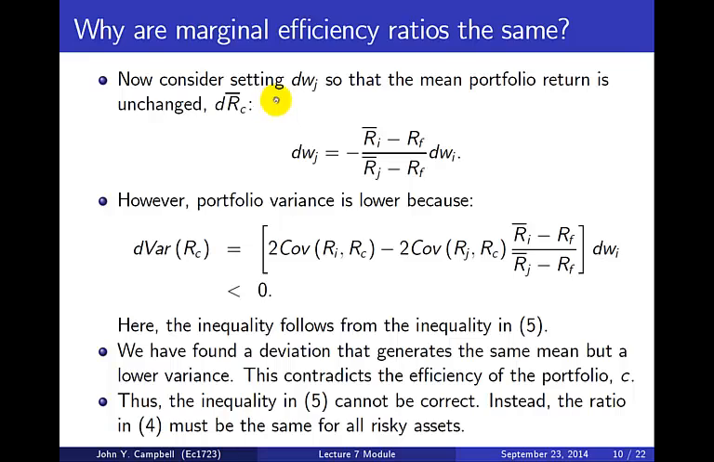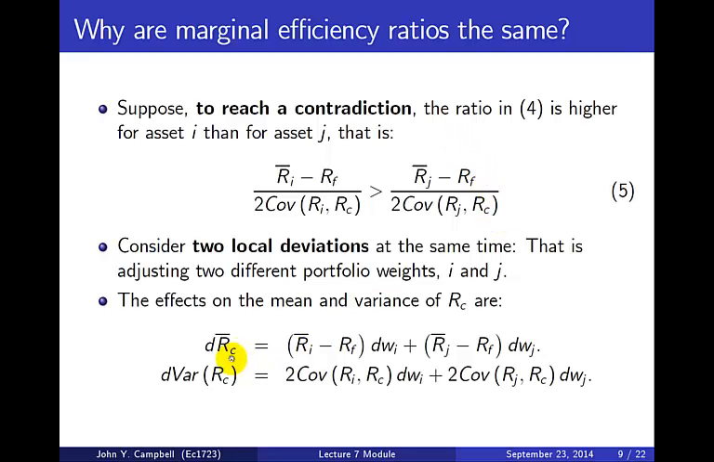Now, what we could do is we could set dwj in relation to dwi so that the mean portfolio return is unchanged. All right, in other words, so that dr bar c equals 0. And in order to do that, we would need this to be the case. All right, dwj would have to equal this ratio here. Why is that? Because we're requiring that, back on the previous slide, the change in the complete portfolio average return is 0.